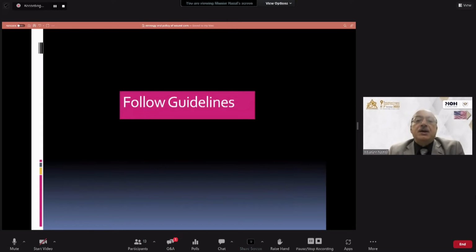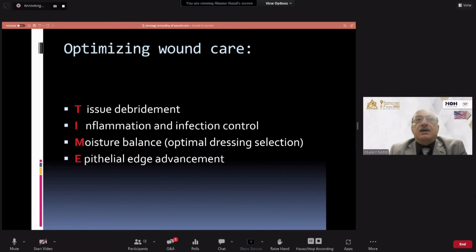What about guidelines? Guidelines are made to guide rather than to strictly follow, but they are not made to be avoided. Usually, guidelines are made over a lot of literature review. For example, if the patient comes with an ulcer, you need to check the blood flow. You cannot ignore that if you are not a vascular surgeon, saying, I'm not supposed to check the blood flow. The guidelines also say you have to debride the wound, remove the infection, get rid of the inflammation, make sure the moisture is balanced, and make sure the epithelial edges are advanced.